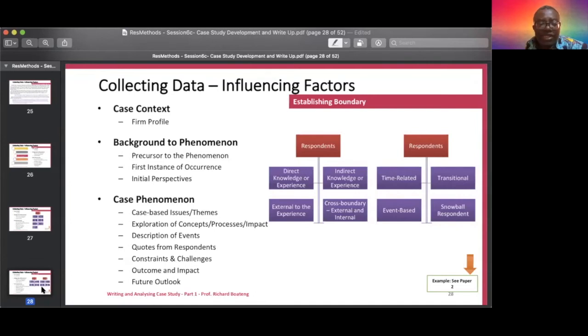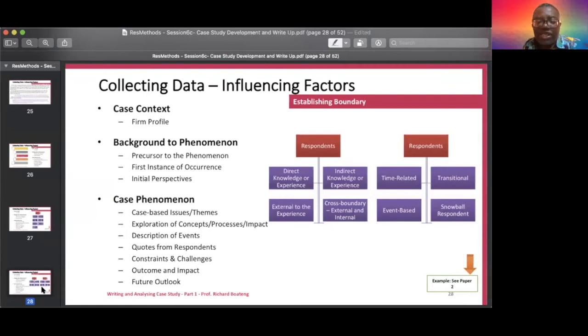Then there are some things that you may get from people with indirect knowledge or experience. The person has not experienced it, so whatever he is telling you is a reportage or a perception of what is occurring. Then you may also find people who are external to the experience, but they can also give you some good information. And then sometimes you have a corresponding subject, a person who transfers between the internal and external.